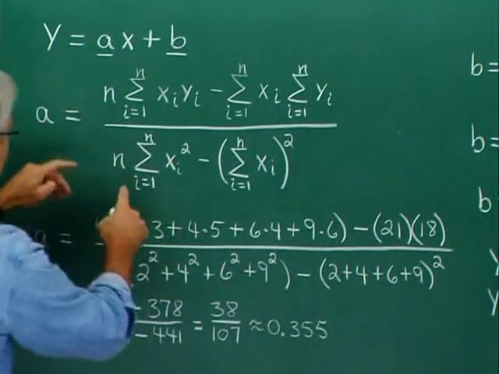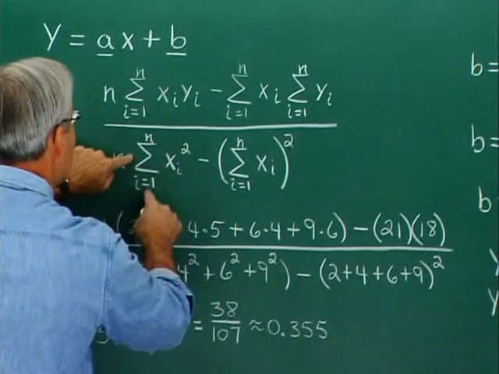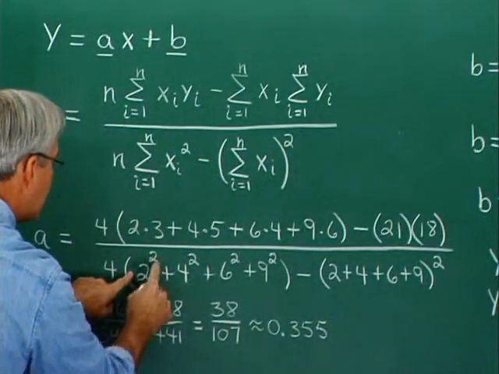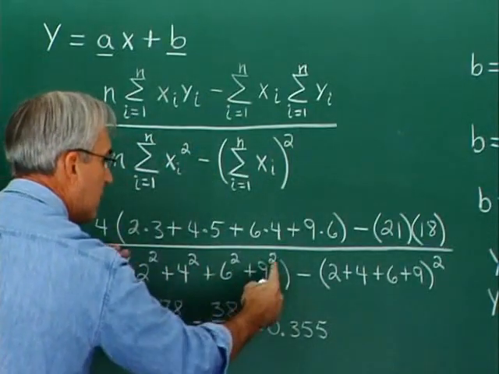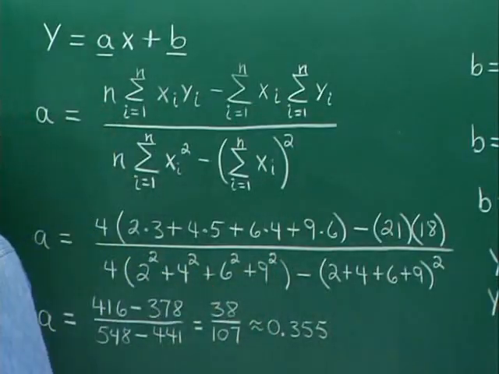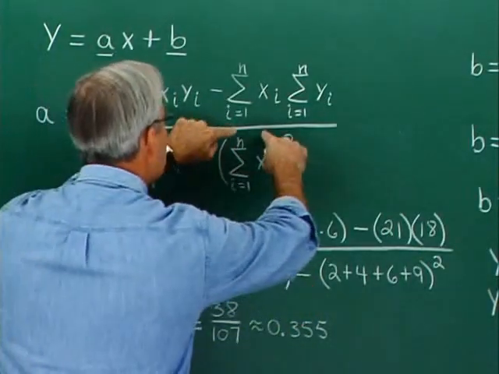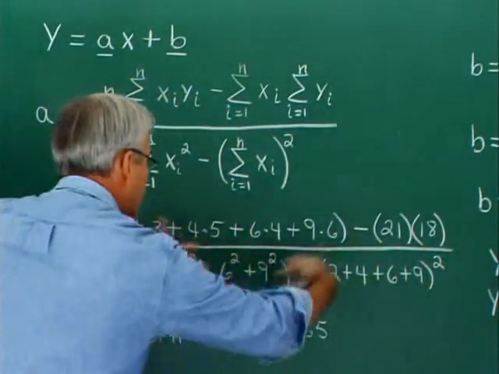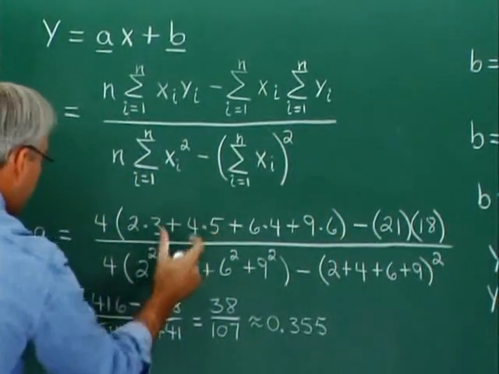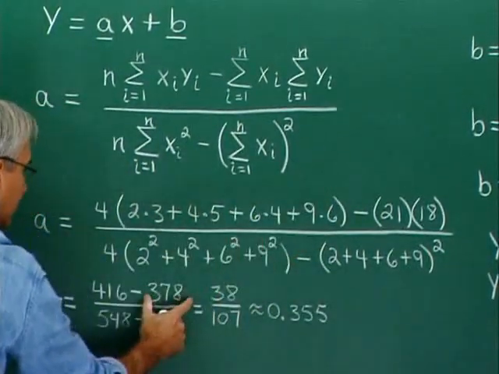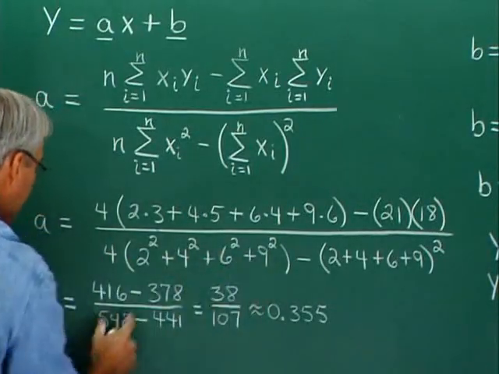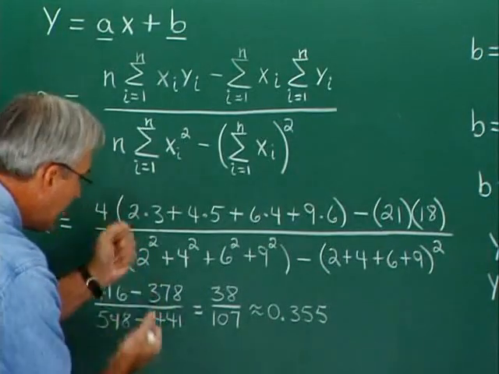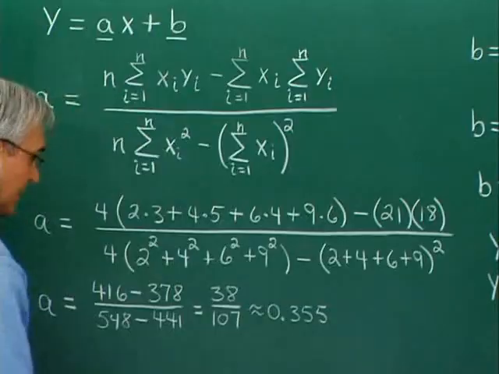But now, down in the denominator, we have n is 4, and then the sum of those x's which are squared. So we have the first x squared, the next x squared, the next x squared, and so on. Sum of those x's squared. And then minus the sum of all of those x's, the sum of all of those x's squared. And here we go with the calculations. For this part, it's 416, and minus that product over there is 378. In the denominator, all of this becomes 548, and all of that becomes 441. Then we collect a numerator and denominator and divide, and we find the value to be 0.355.